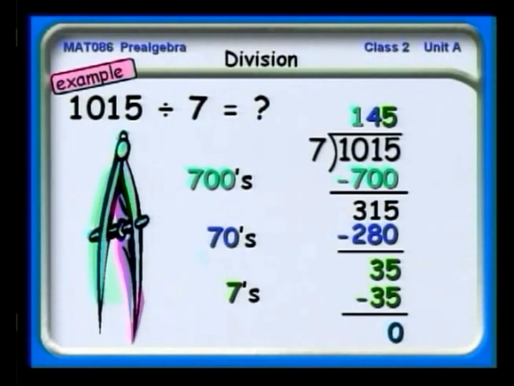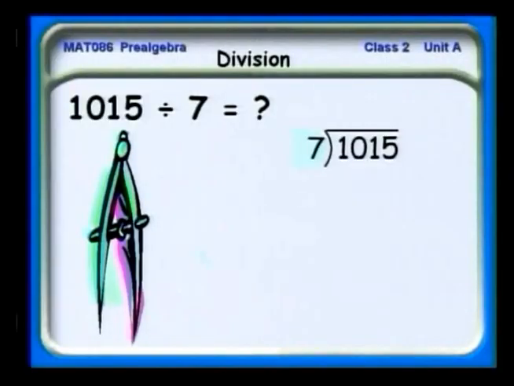1015 divided by 7 is 145. And I see that the remainder is 0. There's nothing left. So this was the process of taking away, taking away, taking away until I have nothing left. Let's look at another example.